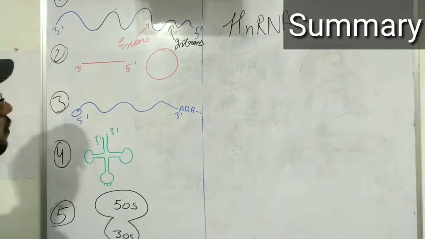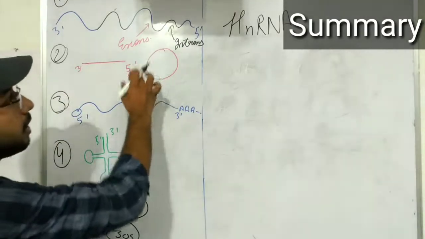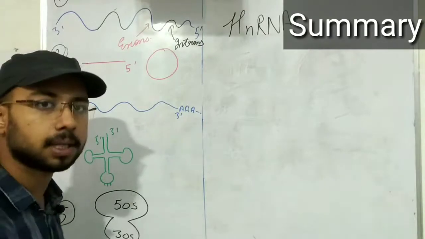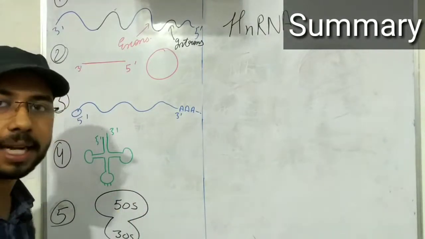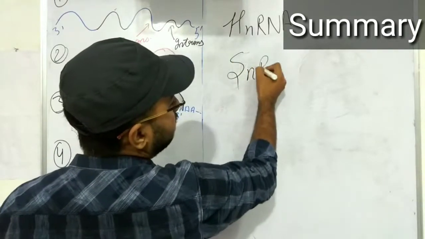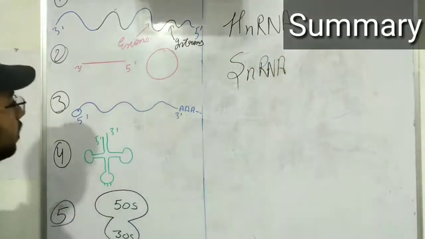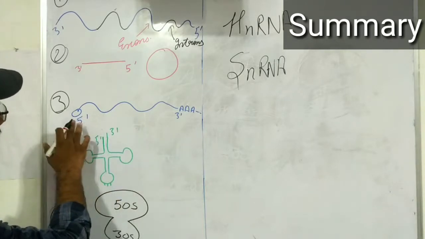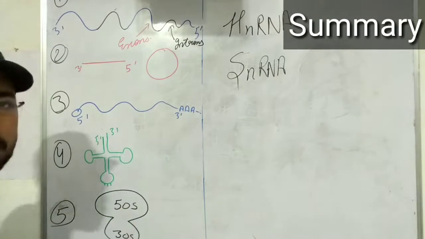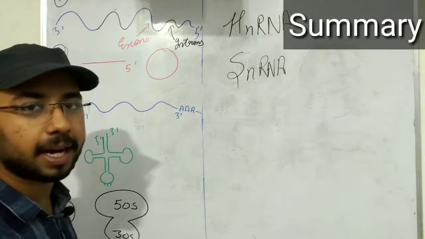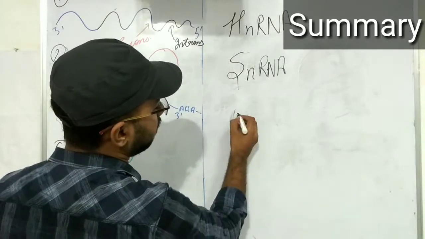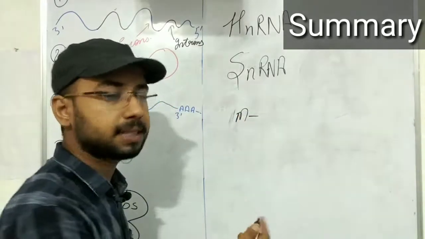Now the second one, it is a shorter RNA and makes a complex known as the spliceosomal complex with some specific proteins. So what is the name of the RNA? Obviously, it is SnRNA. The third one contains a 5' cap and a poly A tail and contains only the coding parts. What is the name of the RNA? The name of the RNA is obviously mRNA, the mature or messenger RNA.